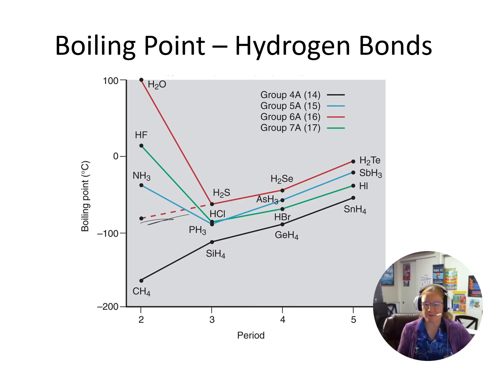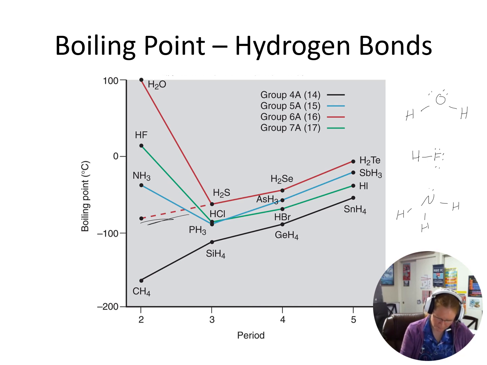So water, because we have 2 lone pairs and 2 hydrogens, I can get 4 simultaneous hydrogen bonds across the entire sample of water. With hydrogen fluoride and ammonia, I don't have that evenness. So water looks like this. Okay, hydrogen fluoride looks like this, and ammonia looks like that. And so hydrogen fluoride, I have 1 hydrogen and 3 lone pairs. Ammonia, I have 1 lone pair and 3 hydrogens.